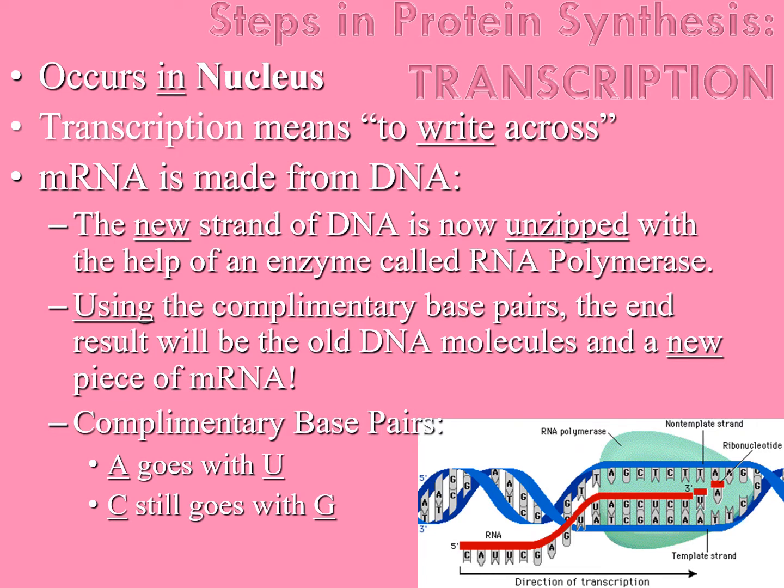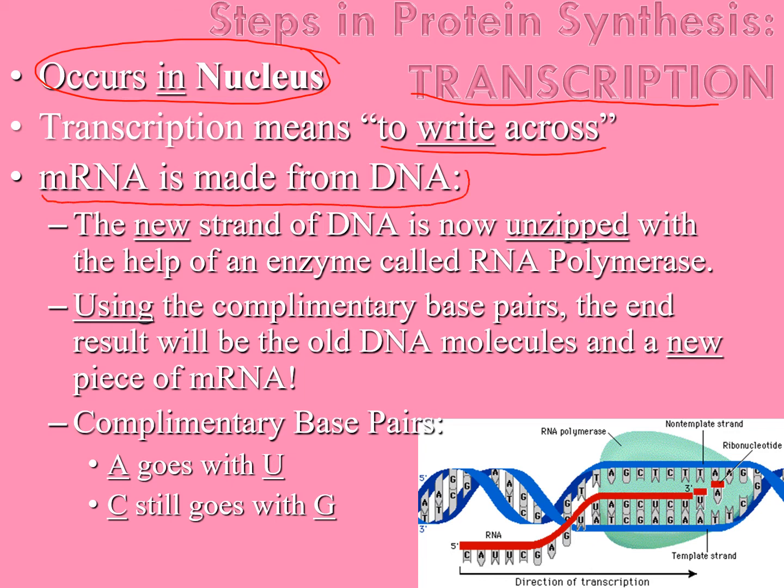So what's the next step? The first step was replication. Step number 2 is transcription. This occurs in the nucleus. Transcription means to write. Remember, I was talking about messenger RNA, and we had to write a text message, right? So mRNA is made from DNA. The DNA strand is unzipped, right? Remember, we have the DNA and it becomes unzipped.